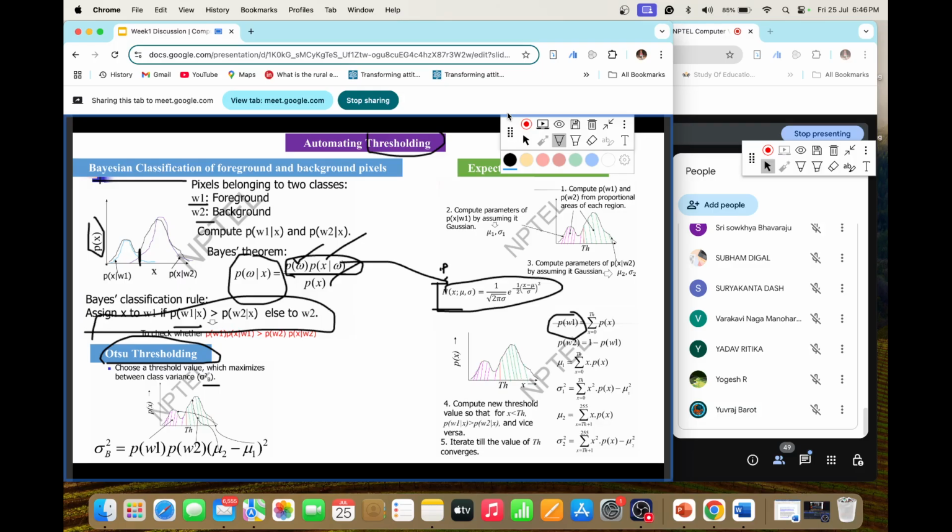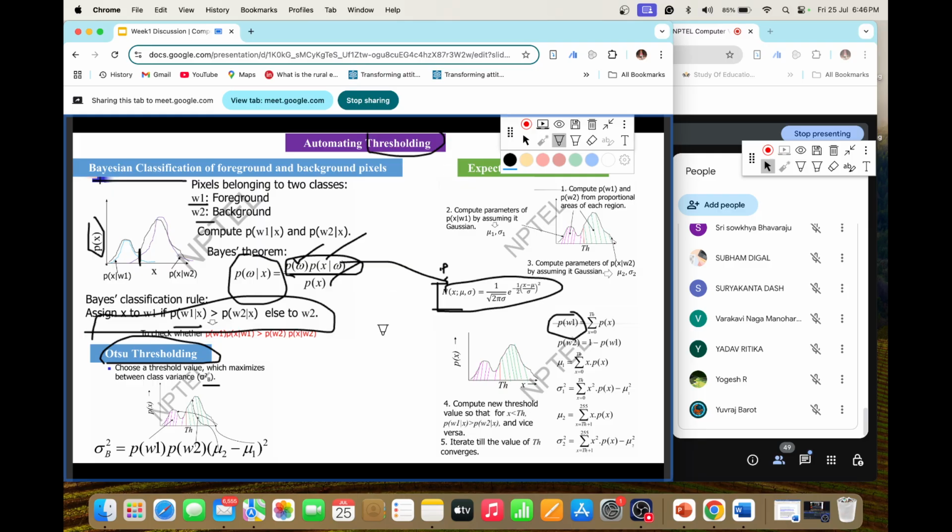Just remember this, no need to go into formulas and all. Thresholding we know; now we have to automate the threshold. For automating the threshold we use two principles: one is Bayesian classification, and the second is Otsu thresholding. By this we can get our automatic threshold. We do not need to feed the threshold, we can get it on its own. So these are the two methods of automating threshold.